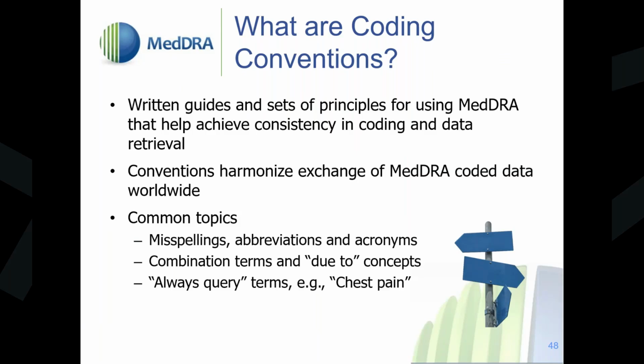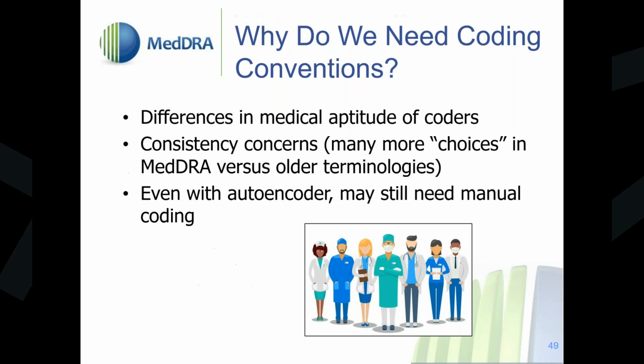What do you do with combination terms that you receive from your sources, and are there terms you want to query for? For example, if you have chest pain, do you want to query that to see if it's cardiac or not? We need conventions because people who are coding have different experiences and aptitudes, and they may or may not have enough experience in a certain field or specific product that you are working on. And of course, you want to enhance consistency, especially if some coders had experience in older terminologies than MedDRA.